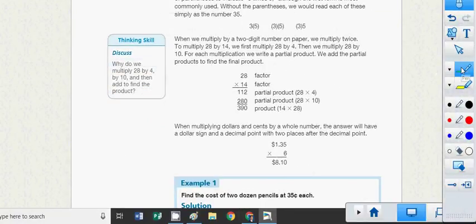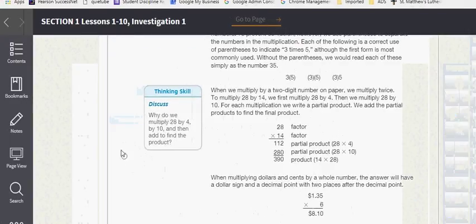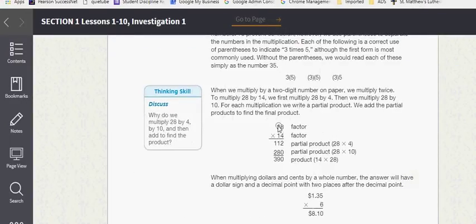So here they do 28 times 14. You multiply like we would normally do. If you're pretending that this 1 isn't here, we would do 8 times 4 is 32. So you write the 2 in the ones place, and you put the 3 up here. 2 times 4 is 8, plus 3 is 11, right? So it's like a 2-part answer, 112. Then you have to put a 0 here.